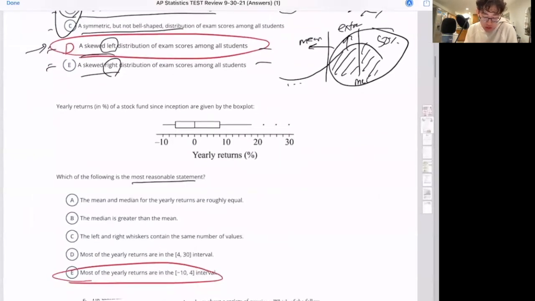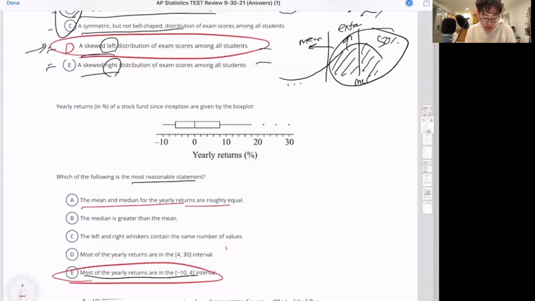Which of the following is the most reasonable statement above? Most of the yearly returns are negative 10, 4. I know that some students might have struggled with this as well. Let me just go over this with you briefly. The mean and the median for yearly returns are roughly equal. That's clearly not true because this, as you can see, is a skewed to the right distribution. Therefore, you are not going to see the mean and the median be the same thing. You only get that when you're roughly symmetrical, okay?